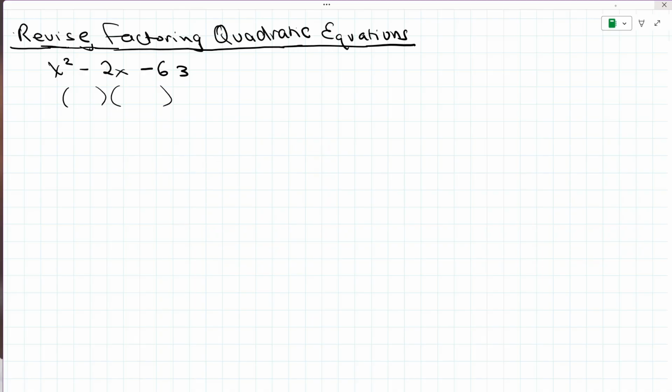Okay, we need to look at our variable with the highest exponent, which is x squared. So we only have x squared. So we have to have x in each one of these parentheses because x times x will give us x squared. We then need to look for two factors of this constant at the end, minus 63.